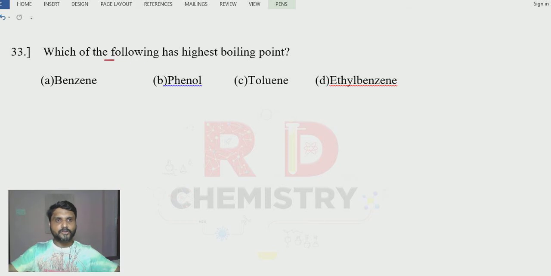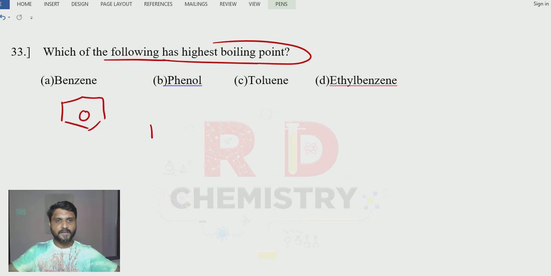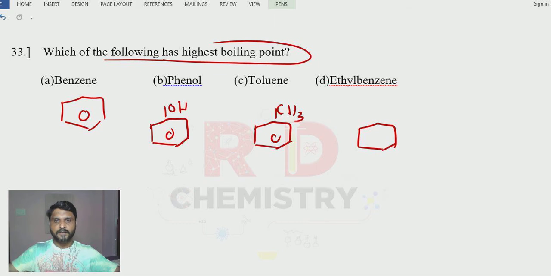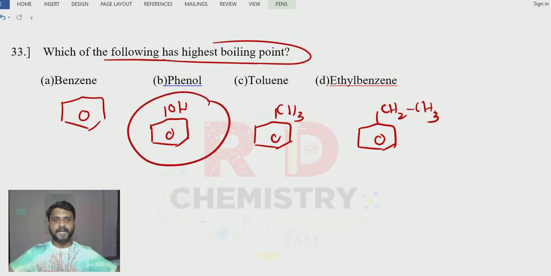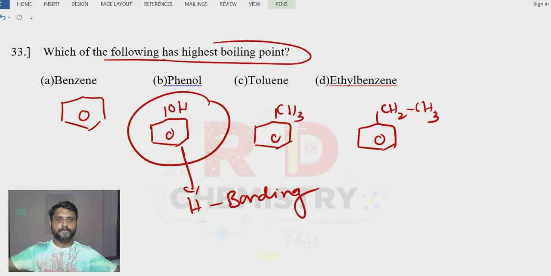Question number 33. Which of the following has the highest boiling point? We see the structures: benzene, then phenol, then toluene, and finally ethyl benzene, with CH2 and CH3 here, right? In general, as the molar mass increases, boiling point also increases. That means ethyl benzene should have the largest boiling point, but phenol has the largest boiling point due to hydrogen bonding between the phenol molecules. So it requires more energy to evaporate. So the answer is option number B.